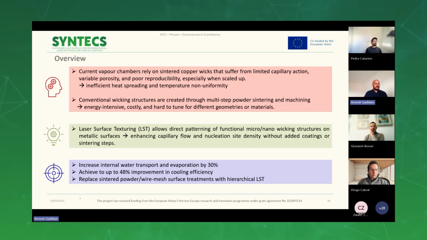So the key performance indicators and key objectives are shown here. Our aim was to increase the capillary water transport inside the channels by 30%. With this, we can achieve up to 48% improvement in the cooling efficiency with the redesigned vapor chambers with laser surface texturing. The main aim is also to replace the conventional sintered or powder mesh surface treatments with hierarchical laser surface texturing.